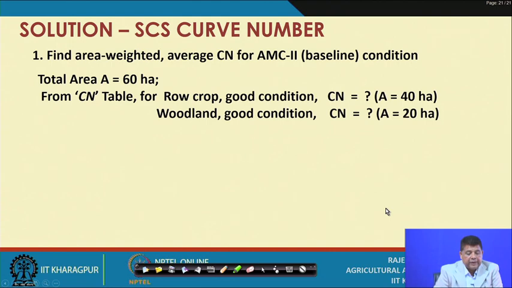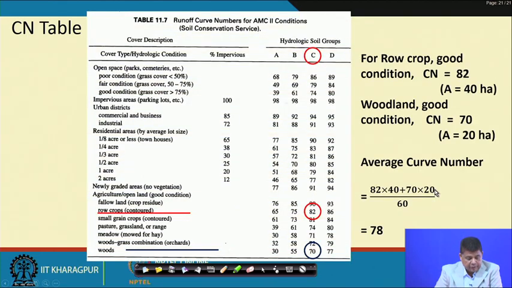That means we have to find the area weighted average curve number for baseline condition, which is AMC 2, from the table. The soil group given in this case is C. So, we have to read the column corresponding to hydrological soil group C, and then for row crop in good condition we have 82, and for woods-grass combination or woodlands 70. These are the values applicable here. So, for 40 hectares our value is 82, for 20 hectares our value is 70.